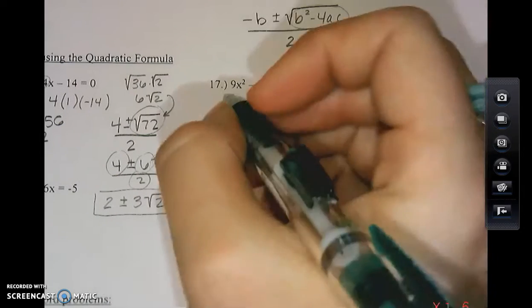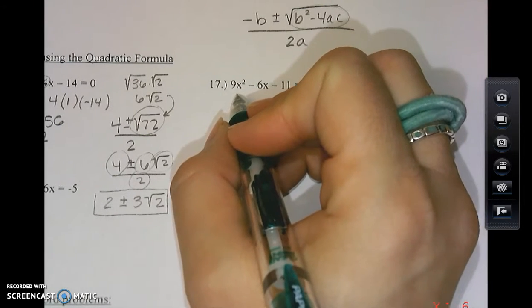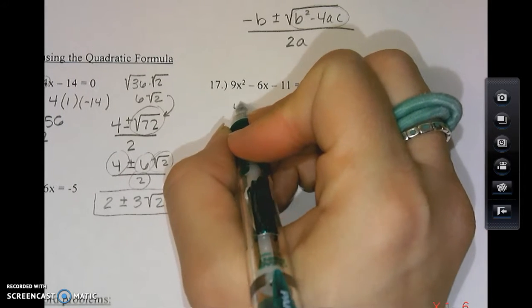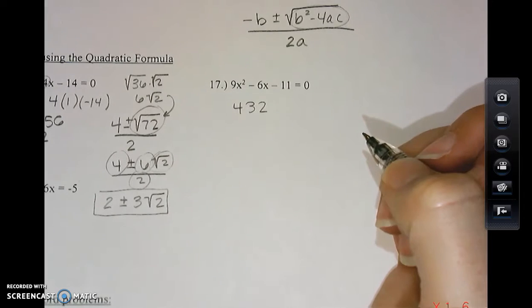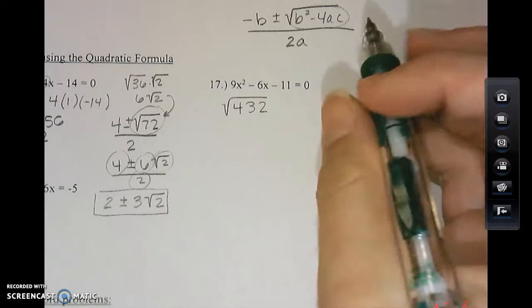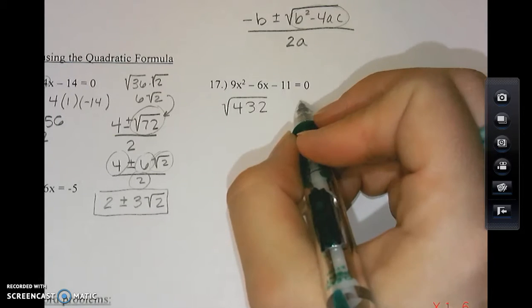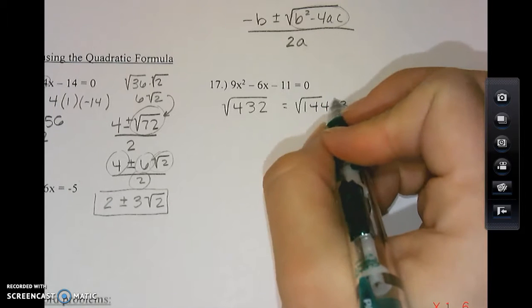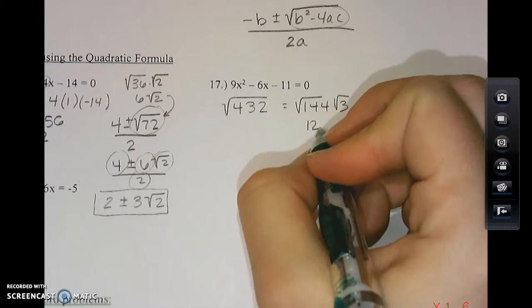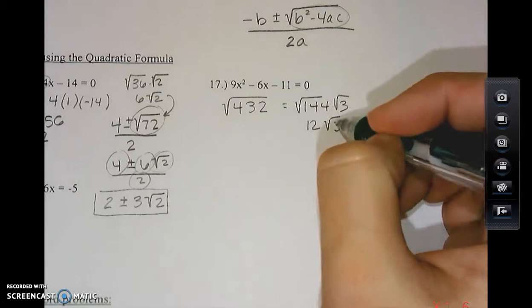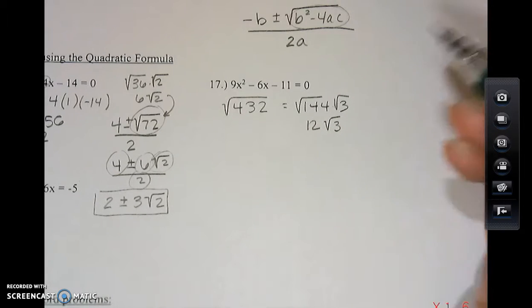All right, so this turns out to be my b squared minus 4ac ends up to be 432. And I realize that's a really big number. So square root of 432. And that is actually going to break down into 144 times 3. And the square root of 144 is 12. So that's what that part breaks down to. So if you struggled with that part, that's okay. That's a big number, and I understand.